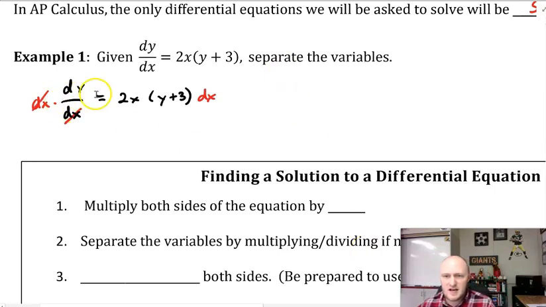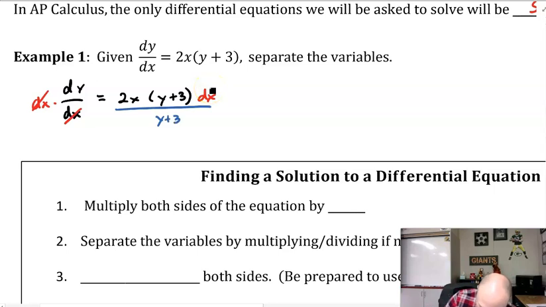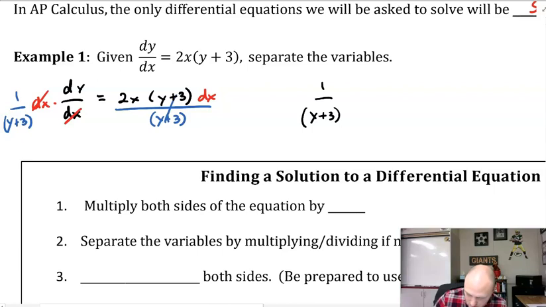And thus I have only dy on this side. Now notice too, I have a y plus 3 factor here. I'm going to divide this whole side by y plus 3, and I'll divide this side by y plus 3. I'll put it as 1 over y plus 3, right? That's the same thing as dividing. And thus I have separated my variables. 1 over y plus 3 dy is equal to 2x dx.